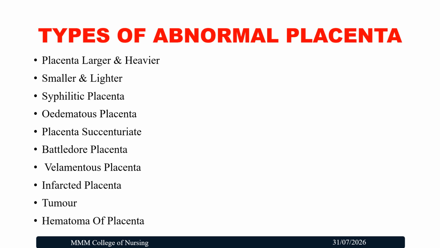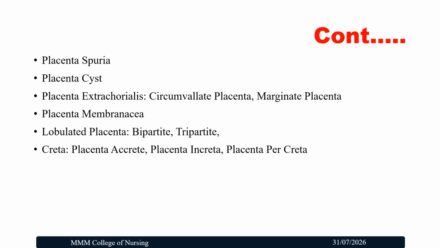Types of abnormal placenta are: larger and heavier, smaller and lighter, syphilitic placenta, edematous placenta, placenta succenturiata, pachydermic placenta, velamentous placenta, infarcted placenta, tumor in the placenta, hematoma of placenta, placenta spuria, placental cyst, placenta extrachorialis, which includes two types, circumvallate placenta and marginata placenta, placenta membranacea, lobulated placenta, which includes two types, bipartite and tripartite, then placenta creta, which consists of three types, that is placenta accreta, placenta increta, and placenta percreta.